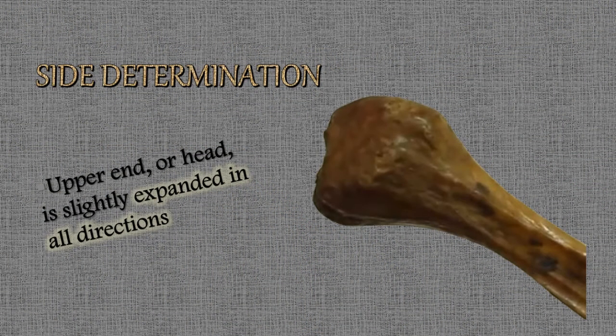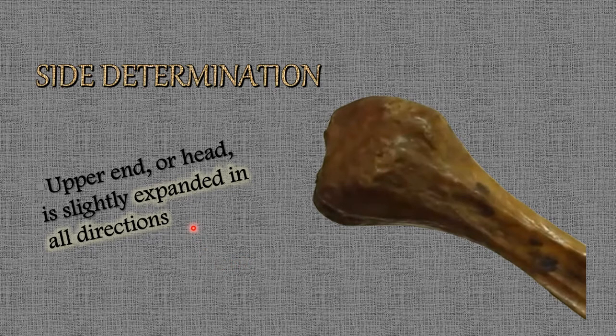Side determination. Now this is important. Two points are important for side determination. Number one, you are not holding the bone upside down. Number two, you are holding the right on the right side and the left on the left side, means you are not holding the right on the left or the left on the right, and you are not holding it upside down. Means you hold the lower end downward and the upper end superiorly. So these are the two important features you have to remember in side determination.